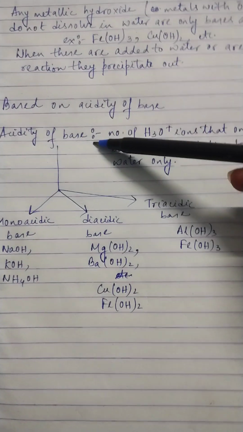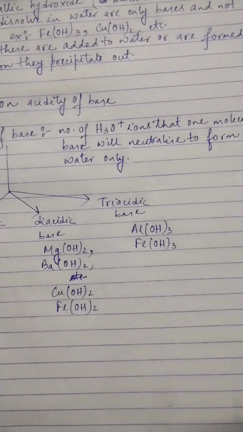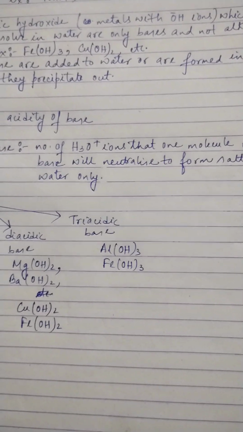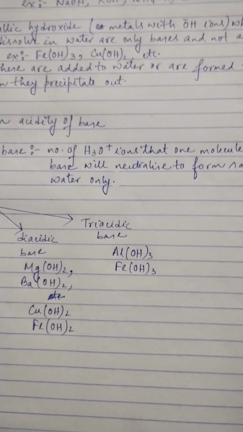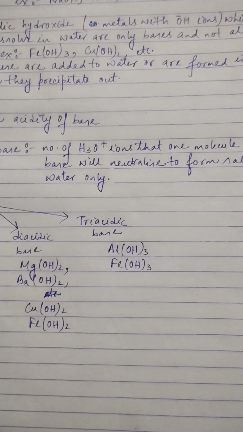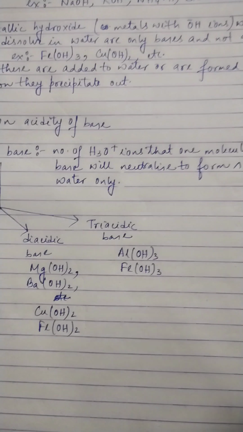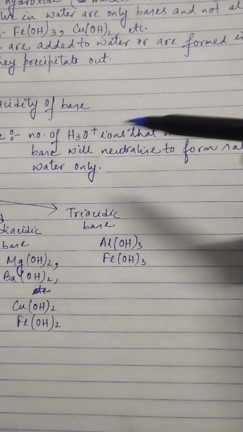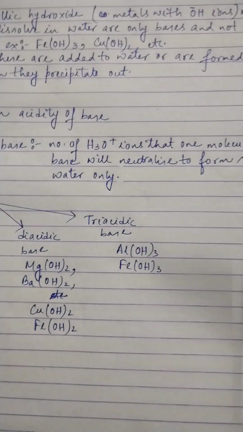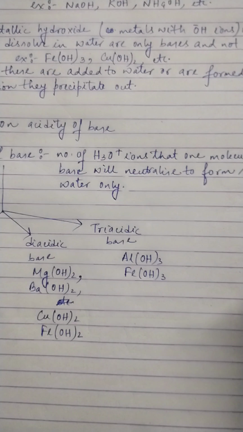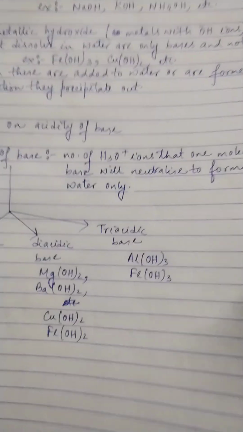What is the acidity of base? The number of hydronium ions that one molecule of that base will neutralize. Per molecule of base, how many hydroxide ions are produced, that is called the acidity of base, or the number of hydronium ions that one molecule of that base can neutralize. Always remember, one molecule of the base, that is the acidity of base.